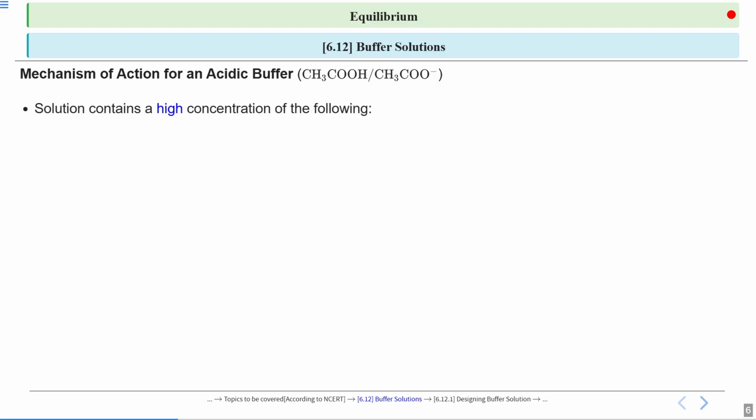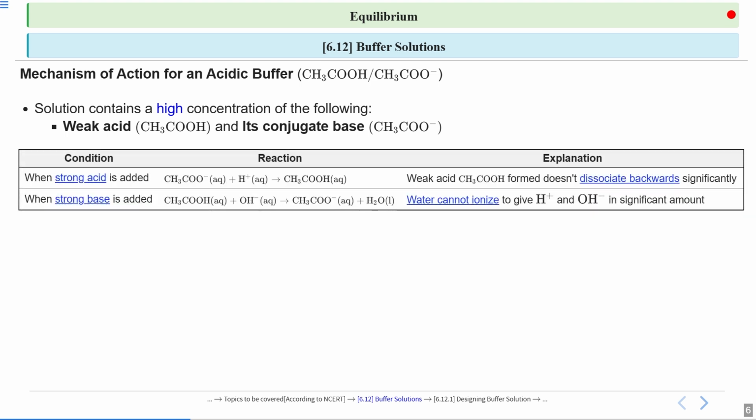Suppose we have a solution that contains a high concentration of a weak acid and its conjugate base, right? Now, what you do, you add a strong acid into it, and that acid is added in a small amount. What will it produce? It will produce H plus ion. Then you know that your solution contains acetate ion, right? So what will that acetate ion do? It will take up that H plus and it will be converted into acetic acid.